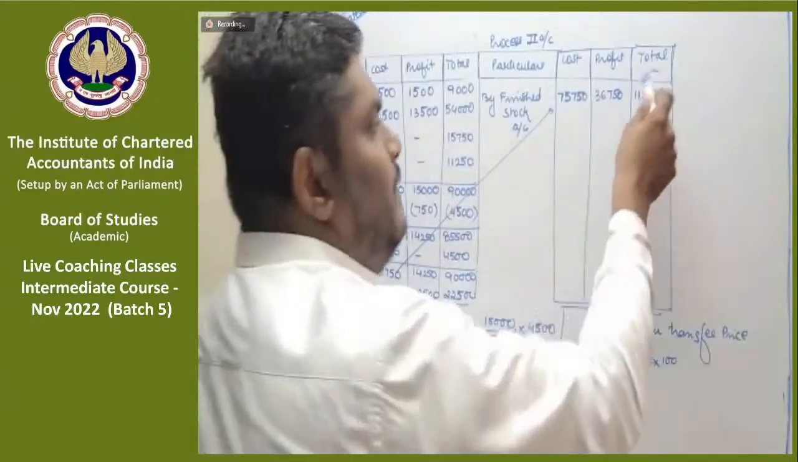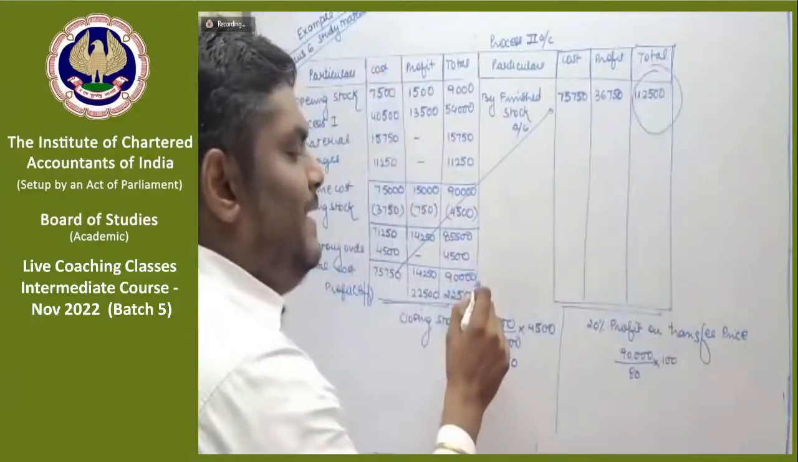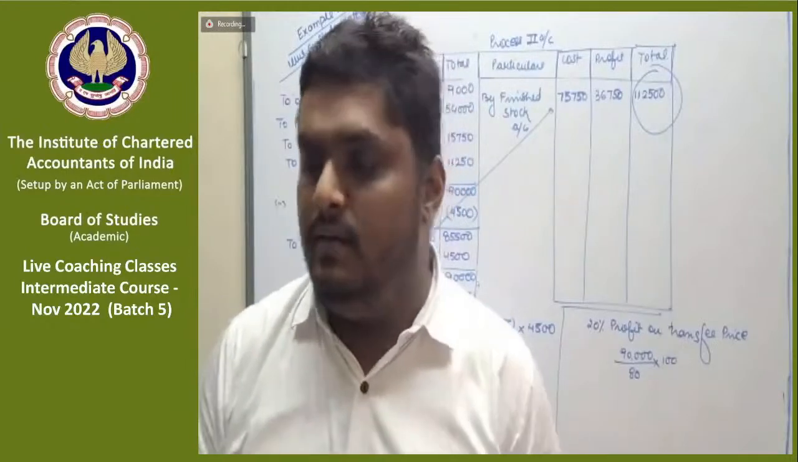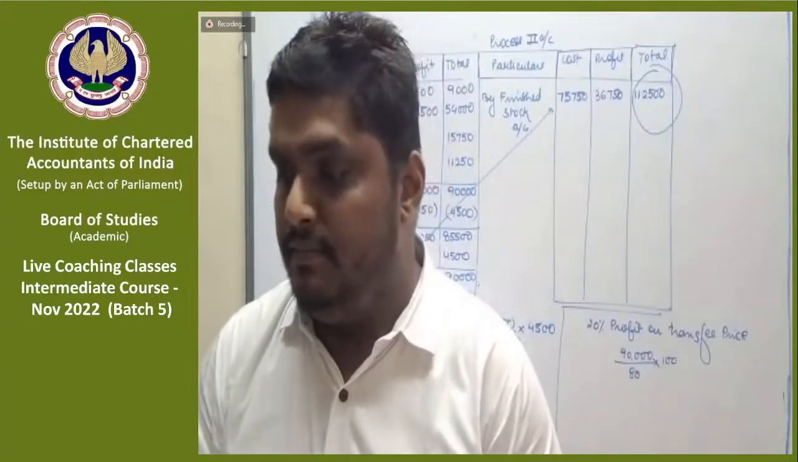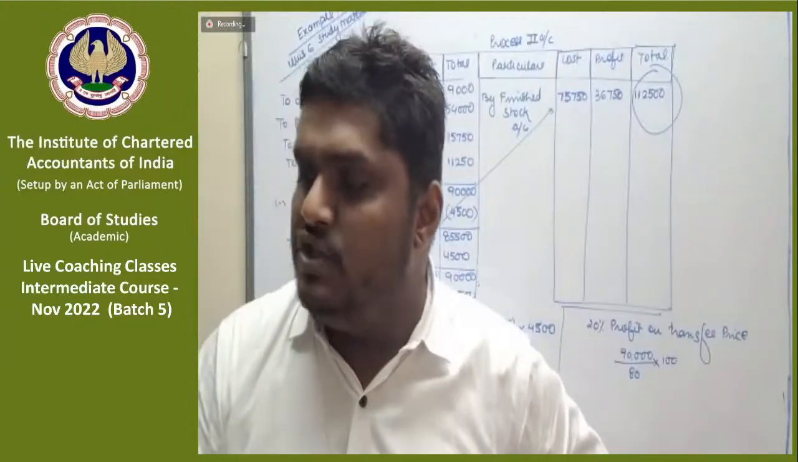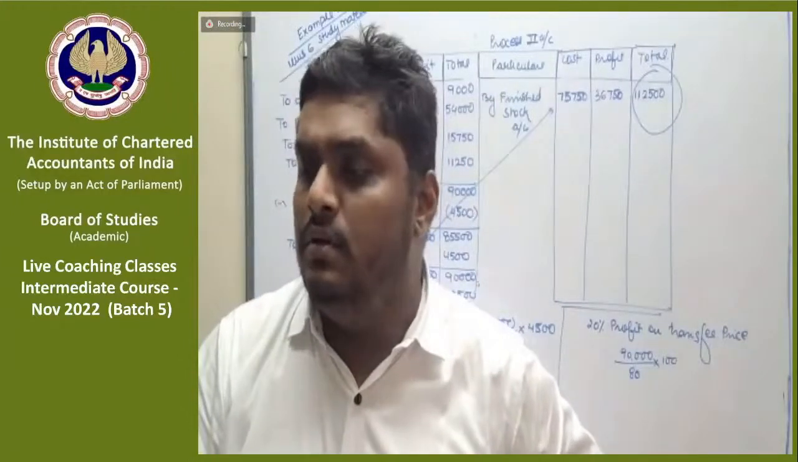This 1,12,500 will always be calculated on this value, that is the total cost plus the profit till date. Very good, Tanishka. Anyone else having any doubts?